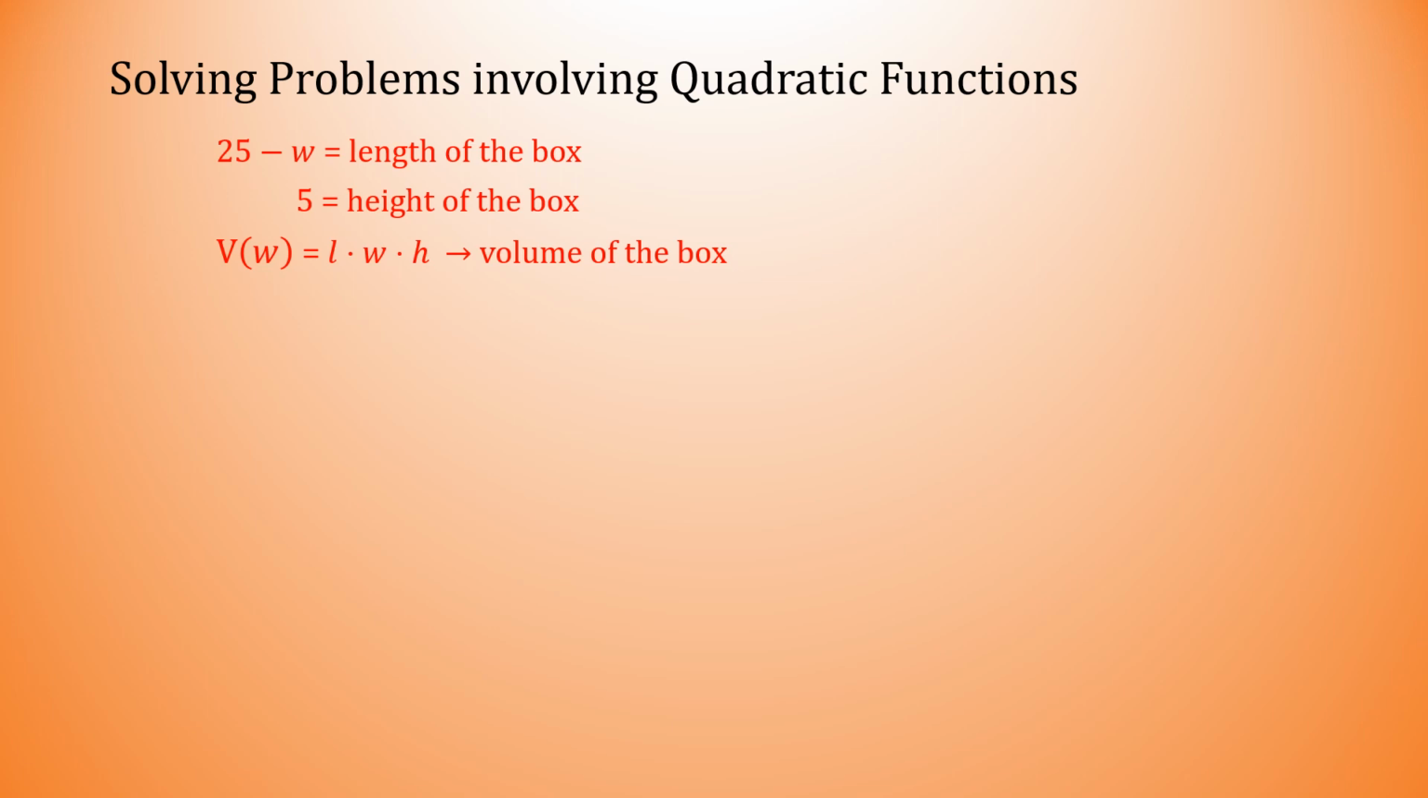To find the maximum volume of the box, we substitute the values of the length, the width, and the height to the formula. So we have V of W is equal to 25 minus W times 5. Simplifying, we have 5W times 25 minus W. So we have 125W minus 5W squared. So our quadratic function is V of W is equal to 125W minus 5W squared.